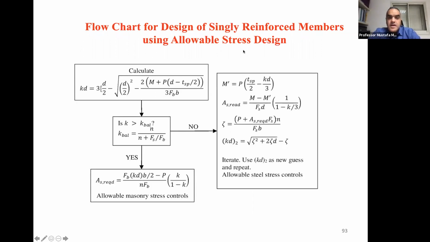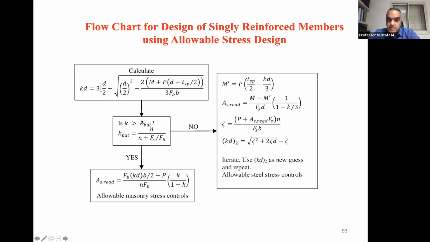Okay, this chart is for the design of singly reinforced members using allowable stress design. The same thing. So here we have KD, so you can calculate the depth based on the given information. In this case, the load is given, the axial load is given, and the allowable stress is given. So you can determine what KD is, and then you can determine if K is greater than K balance. K balance depends on the modular ratio N and the allowable stresses. From that, you can calculate the required steel area.